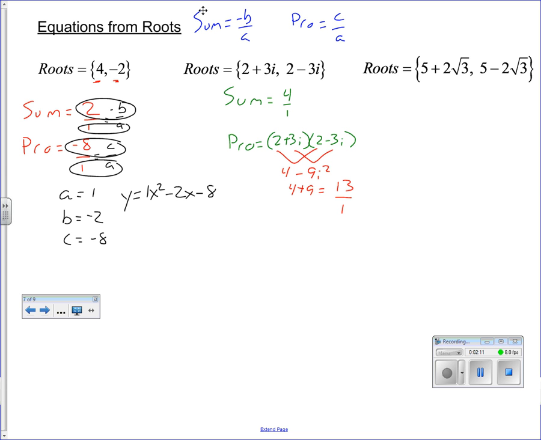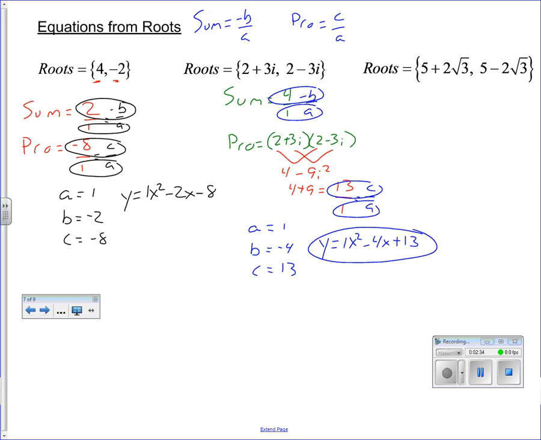So again, the sum is negative b over a, and the product is c over a. So a is 1, b is going to be negative 4, because we know that negative b is 4, and c is 13. So that's going to be y equals 1x squared minus 4x plus 13. And it's the same for if our roots were radicals as opposed to imaginary.